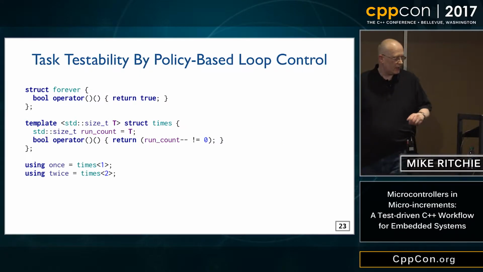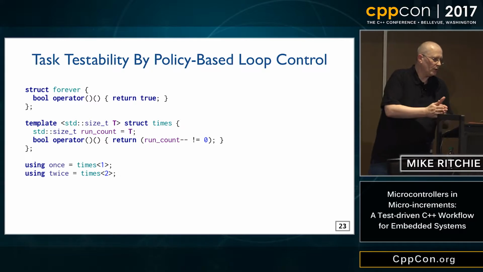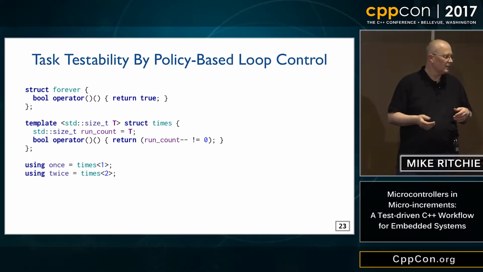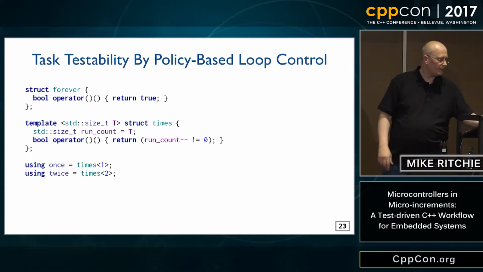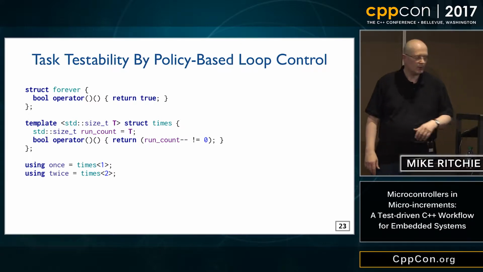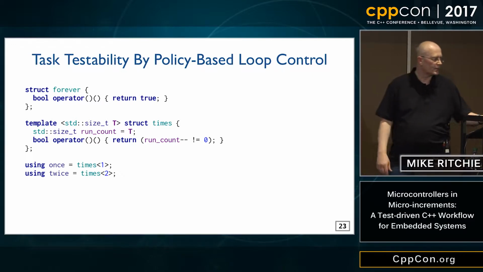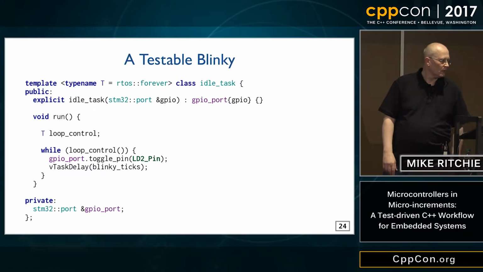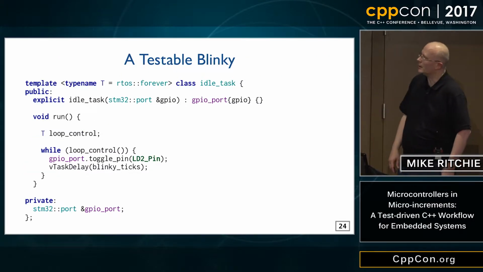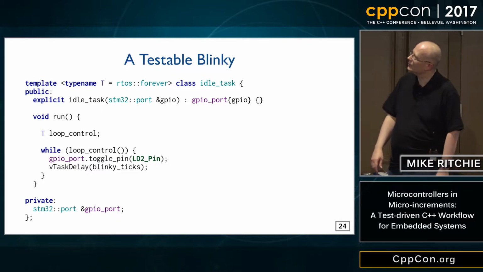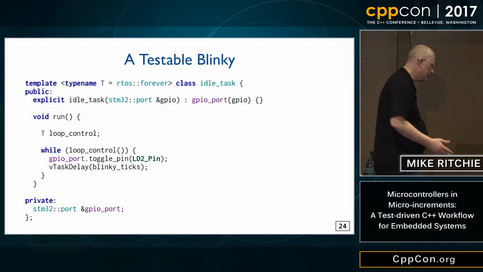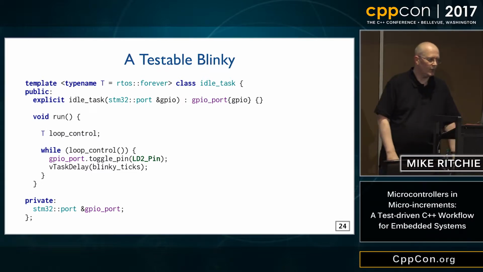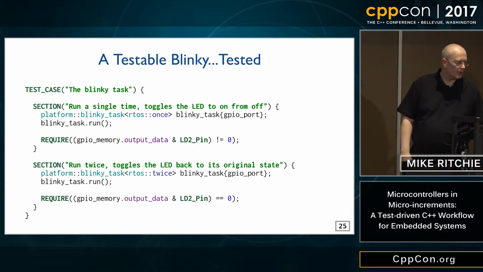It still leaves us with the while(1) challenge. A bit of very light touch policy-based design works here, so we can strategize the loop at compile time, in effect. We have strategies for forever, which is the default case in our RTOS, and for testability, we can have a specific number of times through the loop. And we end up with our testable blinky, which looks a little like that. The default template parameter is forever. As I said, that's the normal case, and we can then override it for test purposes.